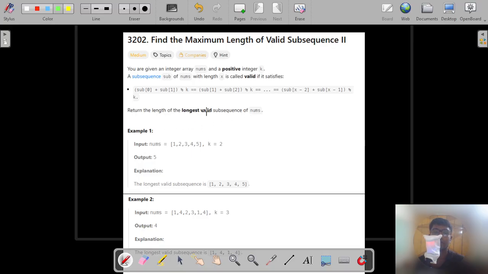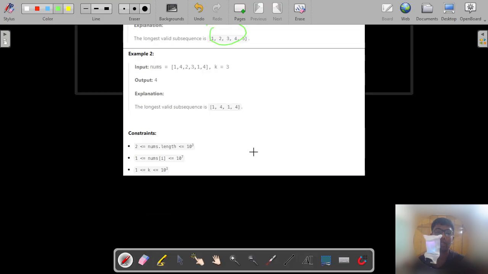Okay, similar to yesterday's, there is a parameter k. In yesterday's problem, we were just modding by 2 and returning the longest possible subsequence. And this was the same example if I remember it right. So we were not given this k explicitly, but we were asked to mod by 2. But here we are given k as 2. So all of these are possible subsequences.